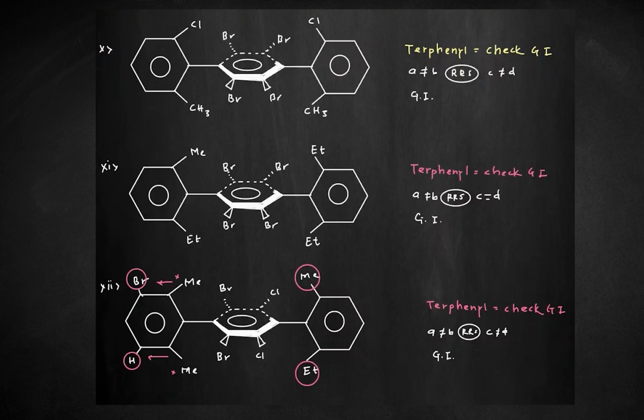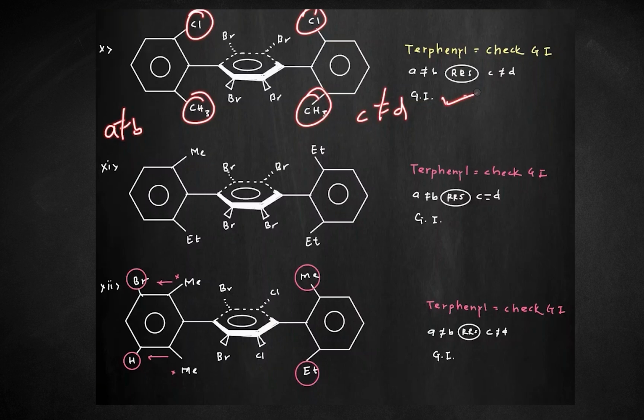Now which system is given? Terphenyl system. Three rings are given. So in terphenyl, always check geometrical, not optical. Now to check geometrical, you have to consider this particular part as the restricted rotating system. This is called A, B, and this is C, D. They will not be equal, will not be equal. So this will show geometrical isomerism. Okay, it is very, very important.